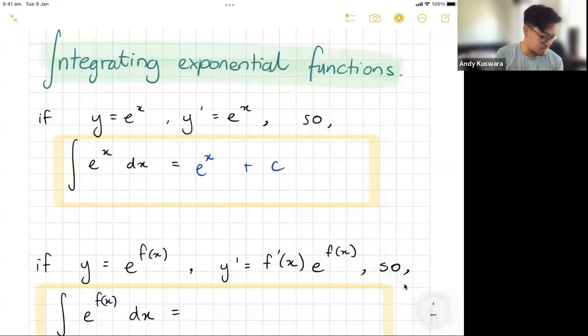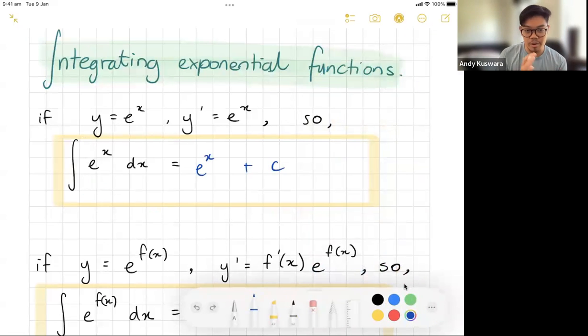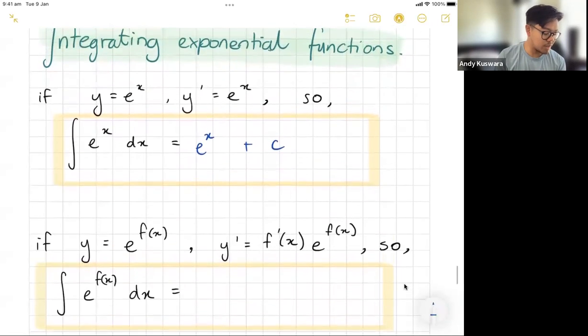Okay, remember, only plus c if it's indefinite. So there's nothing going on here. If there's no bounds, we need the plus c. If there's bounds, don't worry about it. Okay, now that's if you've got a simple kind of exponential.